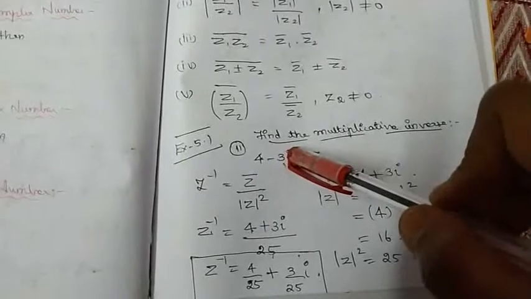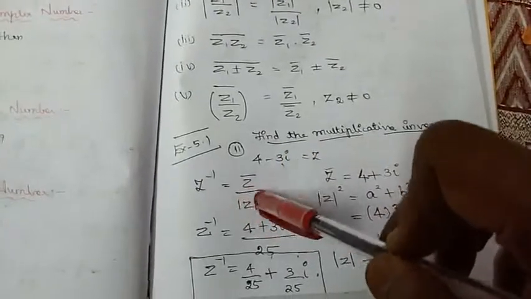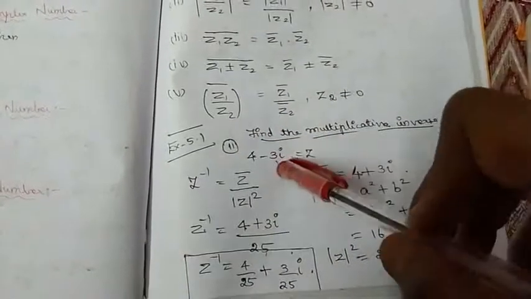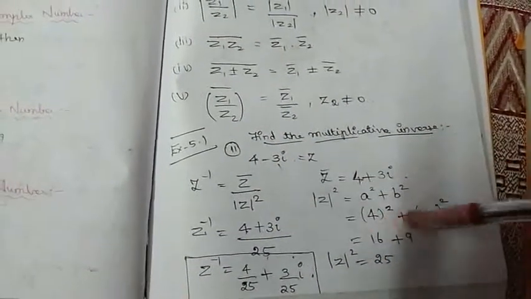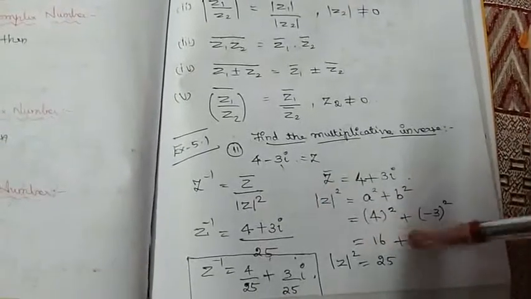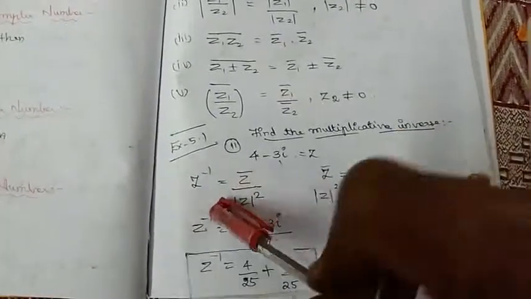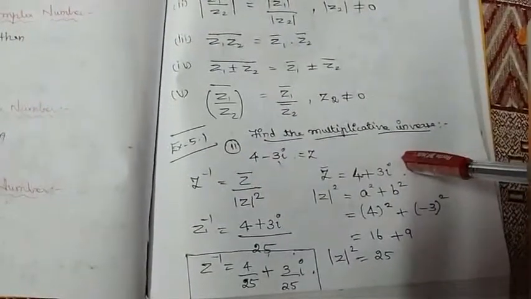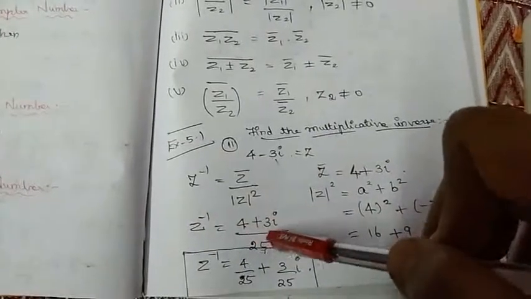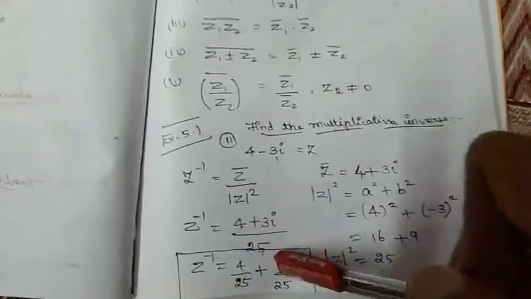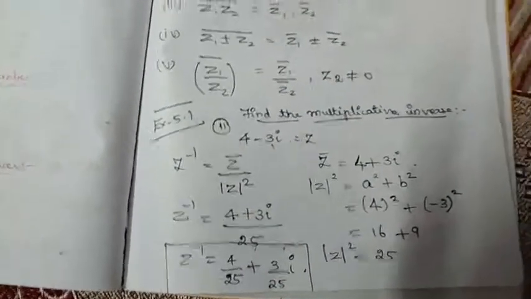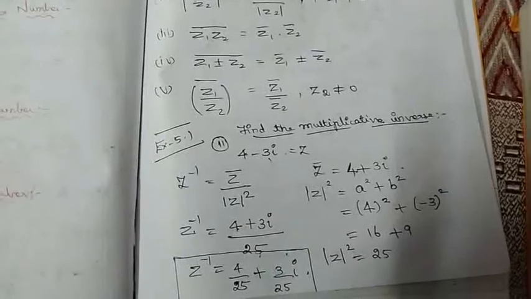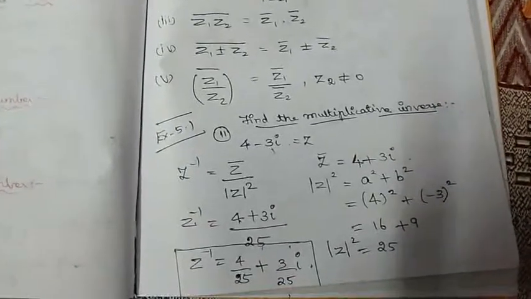Conjugate is going to be 4 plus 3i. Modulus of Z square is, here the value of a is 4, the value of b is minus 3. You have to take it along with the sign. So a square plus b square is going to be modulus of Z square. So 16 plus 9, which is nothing but 25. So Z inverse is 4 plus 3i, the conjugate only you have to take, right? So 4 plus 3i divided by 25. So you can write it in the form of a plus ib by writing this 25 for the real part and the imaginary part separately, right?